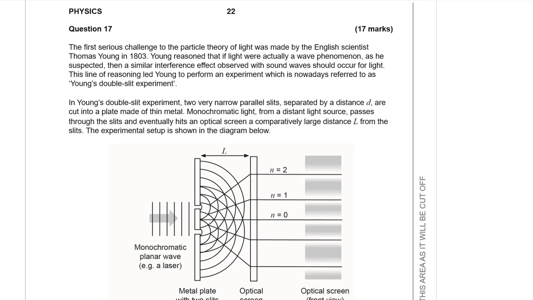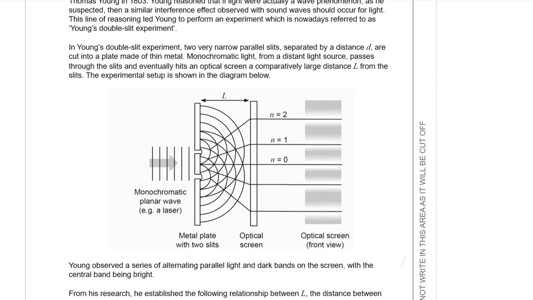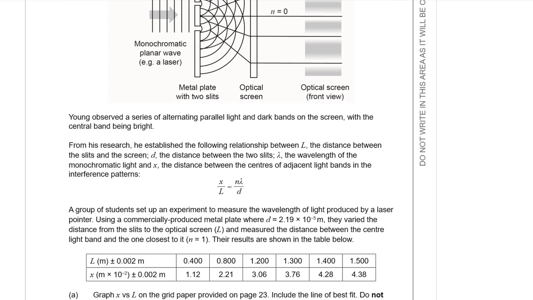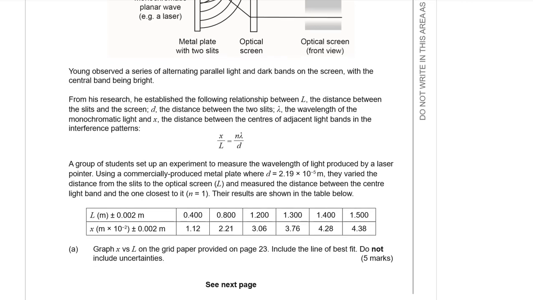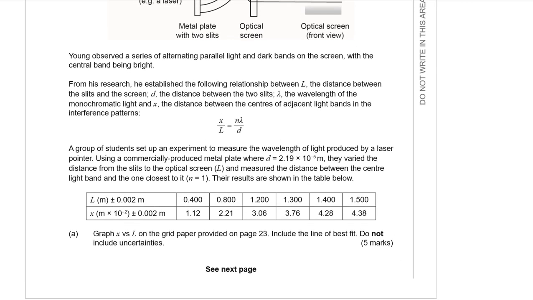Okay, question 17, the dreaded graph question. This one's on Young's double slit experiment, which should be familiar territory, but perhaps not the graphing exercise itself. So what we've been given is 2 sets of data, and the first part is graphing x versus L. So I want L on the x-axis, and I want x on the y-axis, and it's saying to include a line of best fit and do not include the uncertainties. Okay, so here we go.